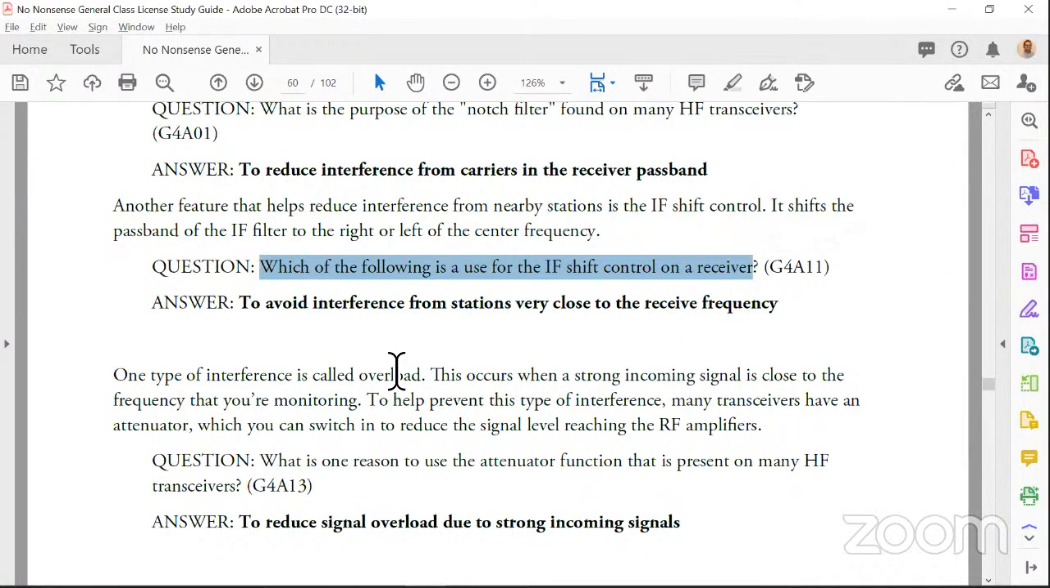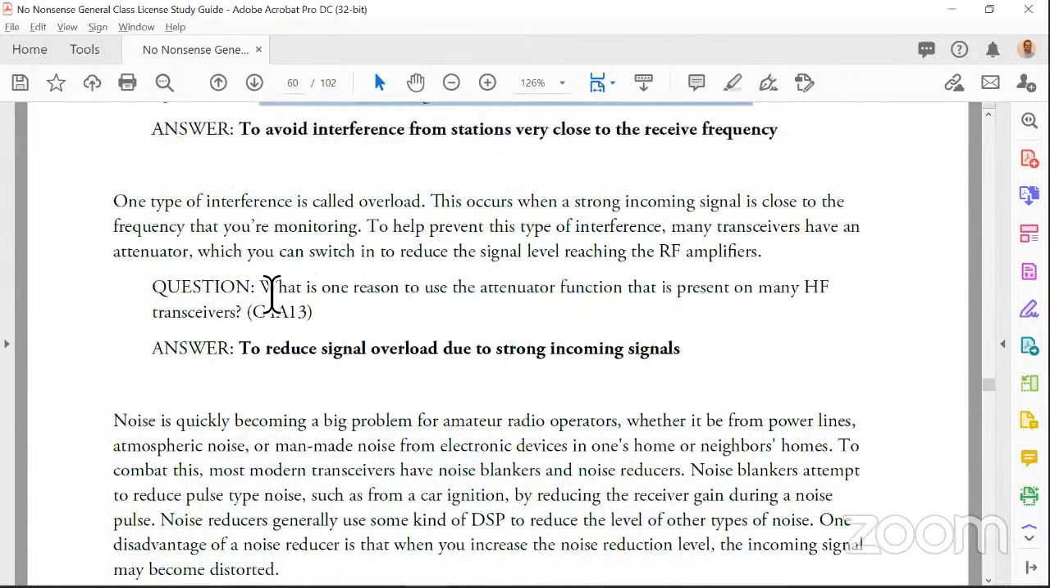Which of the following is a use of the IF shift control on a receiver? And remember, IF is not the word if, it is intermediate frequency. So what is the use of IF shift on a receiver? Again, similarly, we're talking about trying to avoid interference, and we're shifting the IF frequency just slightly away from the interference. However, we're still maintaining the signal itself that we're interested in. So that's what the IF shift is about, and we use it to avoid interference from stations very close to the receive frequency. Let's go to the next question.